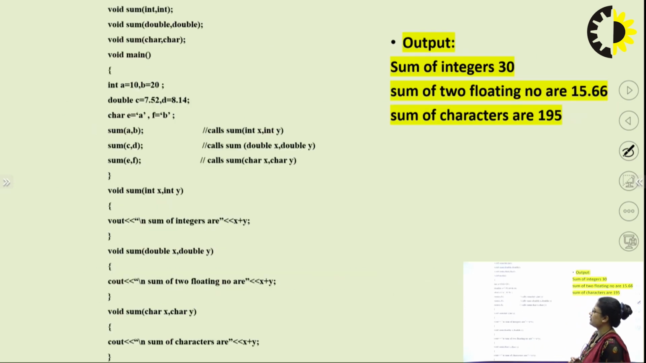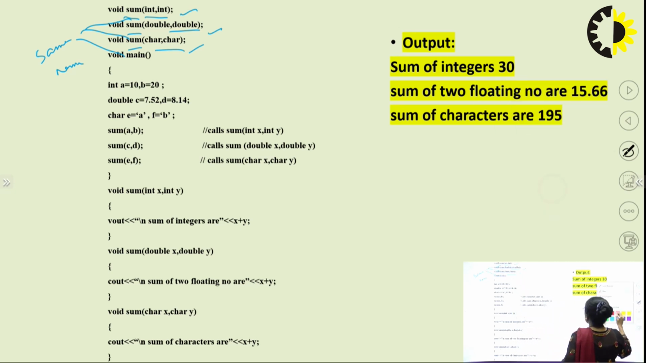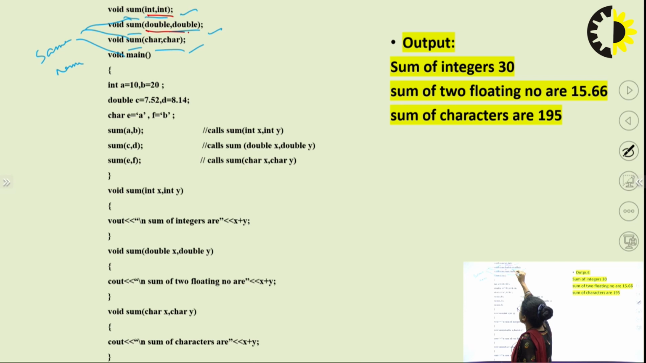This is just an example of function overloading. If you look at this example, we have 3 functions, sum, with the same name. All 3 functions have the same name, but the difference is in the arguments. In the first case, we are passing 2 integer arguments. In the second case, 2 arguments of type double, and in the third case, 2 arguments of type character. So we have 3 functions having the same name, but if you look at the function signature, which is within the parenthesis, they have the same name, but the signature is different.